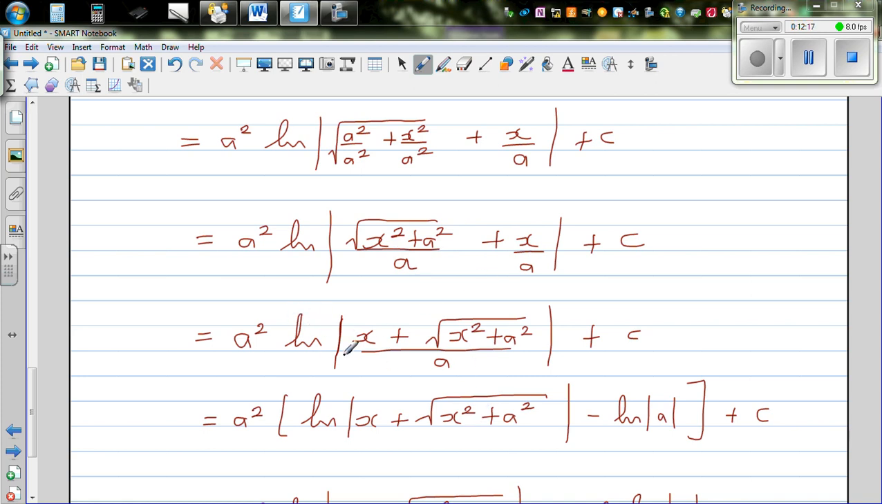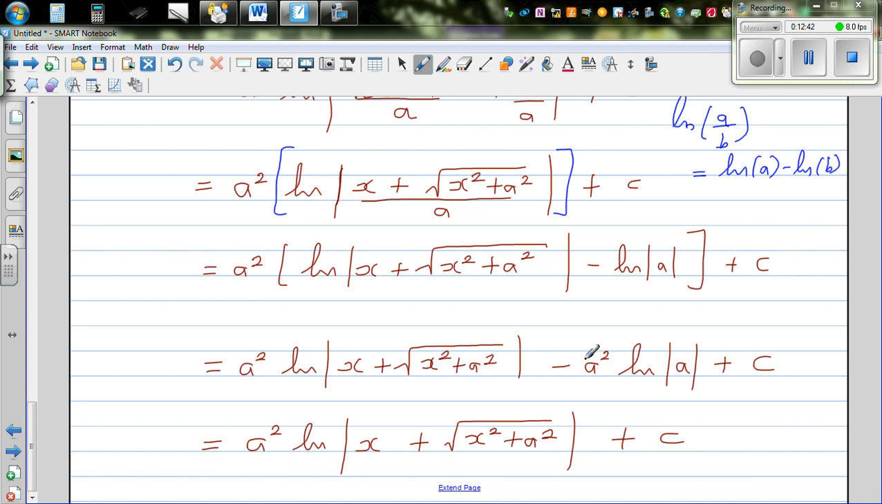And now applying the log rule here, natural log of a over b is natural log of a minus natural log of b. Okay, so applying that rule, this is natural log of x plus square root of x squared plus a squared minus natural log of a. Now expanding that further, this a is a constant, so this whole thing is an arbitrary constant. So in place of this, I can write a constant because c is an arbitrary constant.